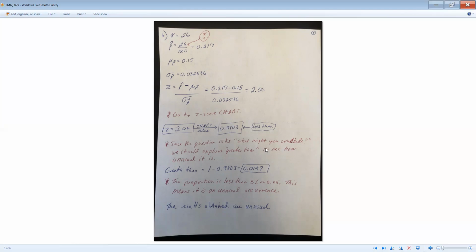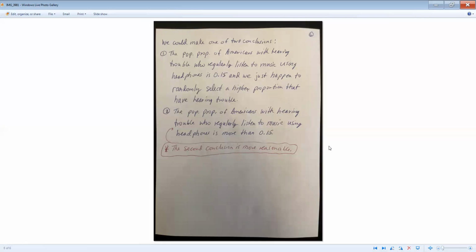Now the question asked us, what might we conclude? So we should explore greater than to see how unusual this occurrence is. So when we subtract that from 1, because we want to know the proportion of occurrences that would be greater than 0.217, that'll be 0.0197. So the proportion is less than 5%. So that means it is an unusual occurrence. So the result we obtained is unusual, and that gives us one of two possible conclusions.